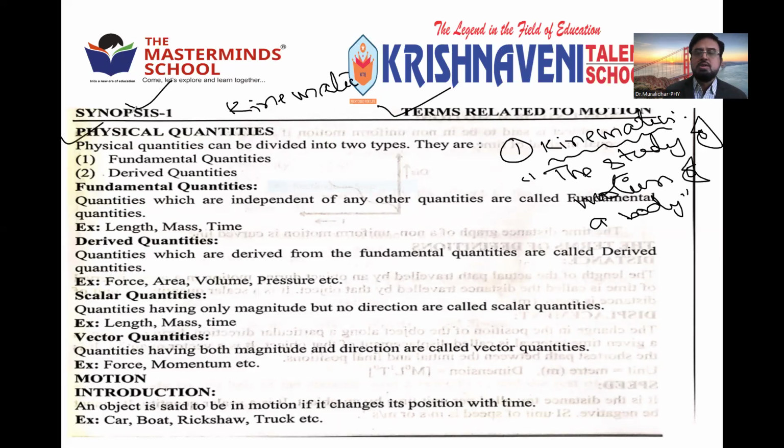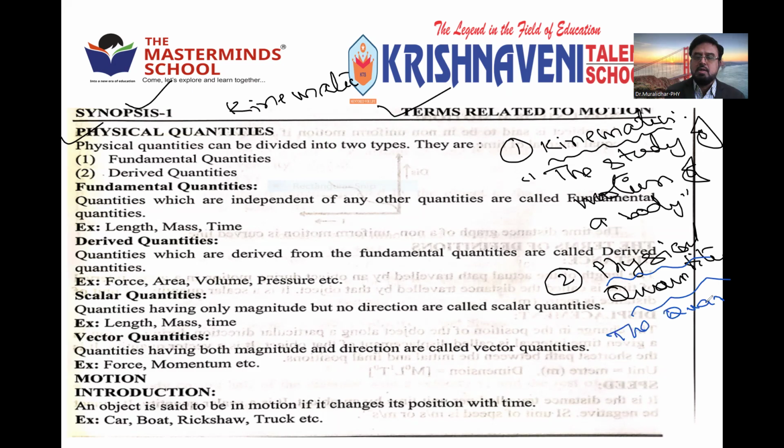Now we come to terms. When you are studying kinematics, as we already discussed, we come across physical quantities. Physical quantities are nothing but the quantities which can be measured. Point number 2 you can write: physical quantities. What is the answer for physical quantities? The quantities which can be measured. That is the second point.